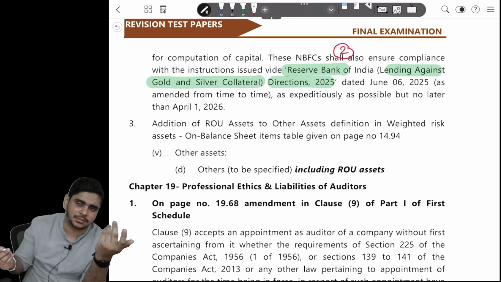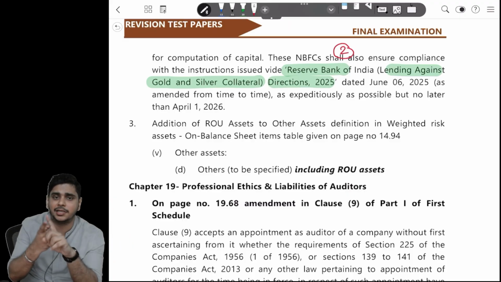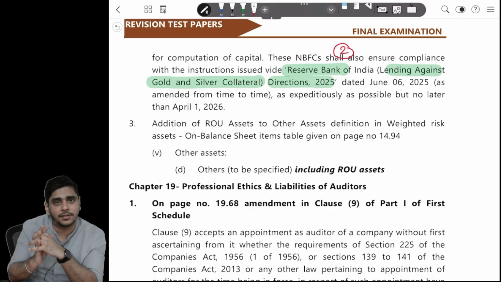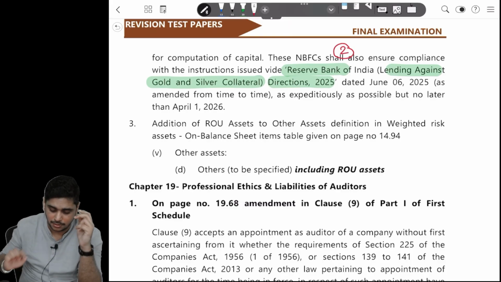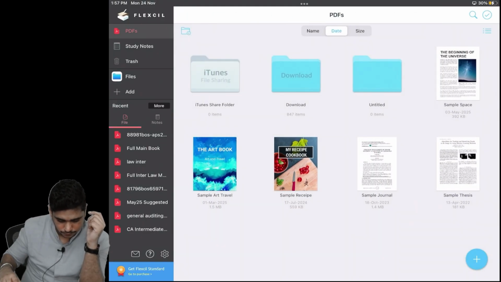So maybe in theory they are asking that when you calculate Tier 1 for gold jewelry, they also have to consider DTA, DTL provisions and the lending against gold and silver collateral direction 2025. That's the second amendment. Where is the implication of this? In our main book.